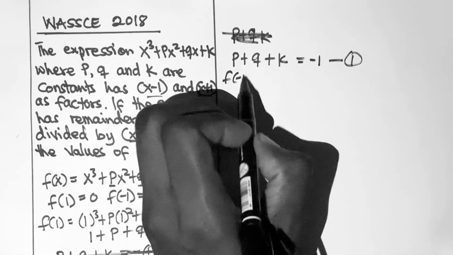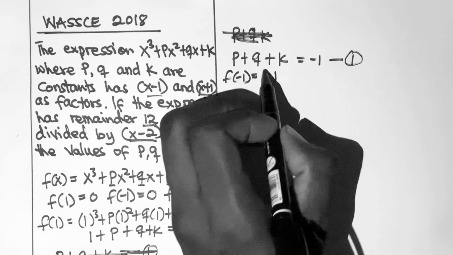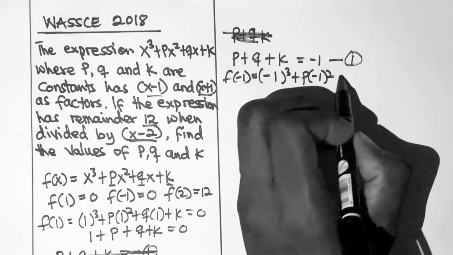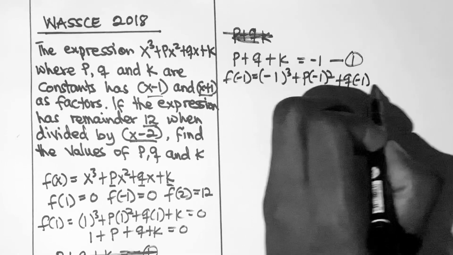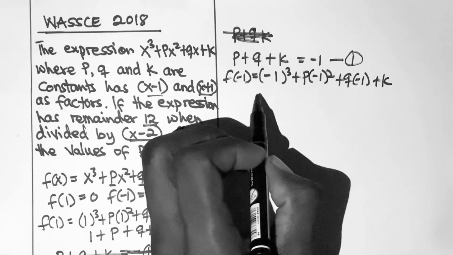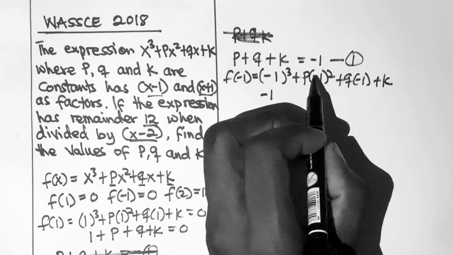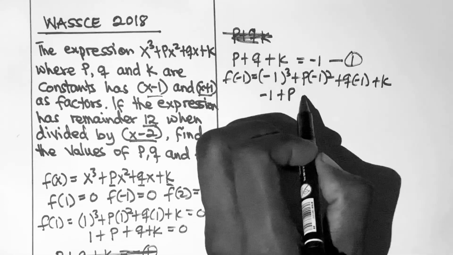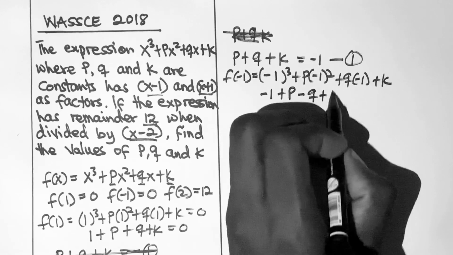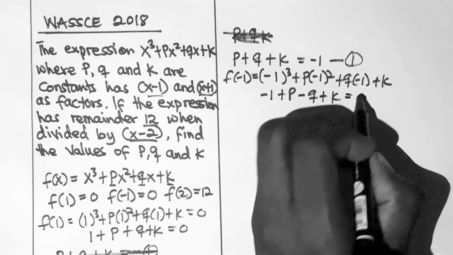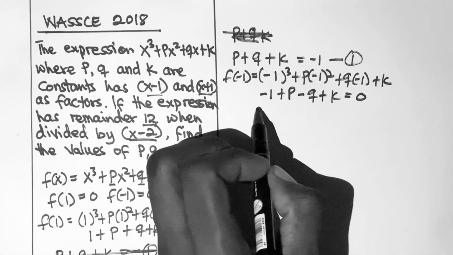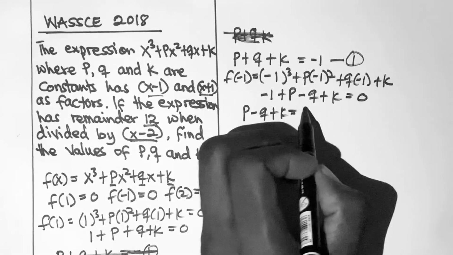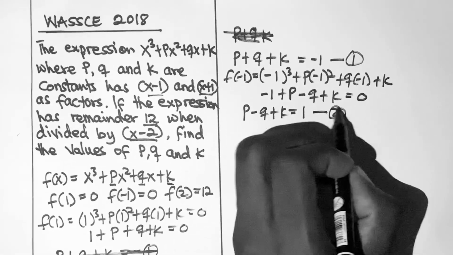So f of minus 1 is equal to minus 1 cubed plus p times minus 1 squared plus q times minus 1 plus k. So minus 1 cubed is minus 1. The minus 1 squared is 1 times p, becomes plus p. Then minus 1 times q is minus q, plus k, and this is equal to 0. So you can see that p minus q plus k equals 1 becomes equation 2.